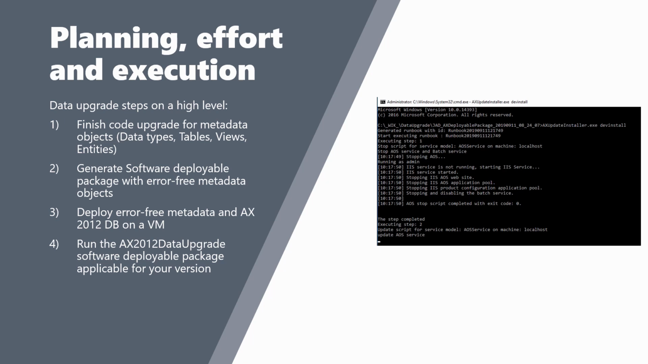The data upgrade steps on a high level. Once we are finished with upgrading metadata objects, data types, tables, views, entities, virtual tables, and so on, we have to generate a software deployable package with the error-free metadata objects only. We deploy a virtual machine, put our AX 2012 DB that has been prepared on top of it, and finally we will run the 2012 data upgrade package that we can download from the LCS asset library.